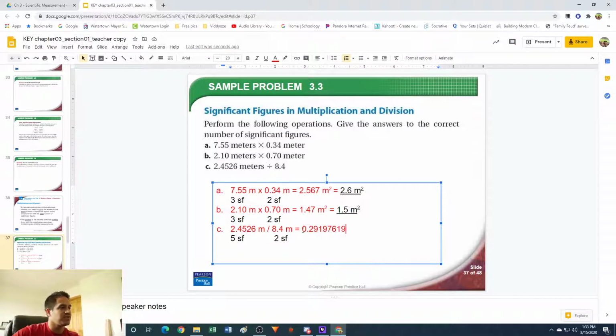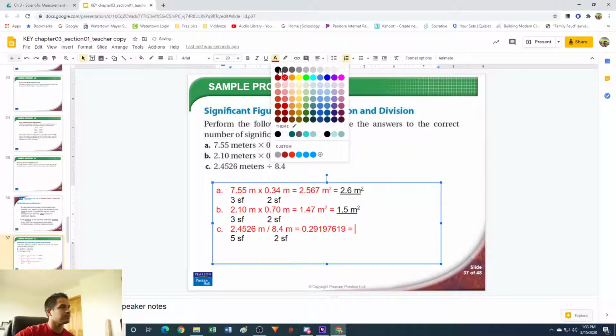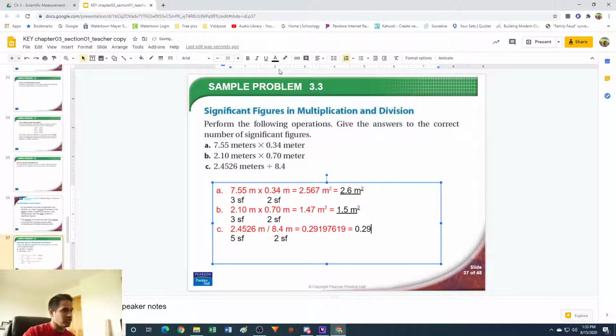So the first 2 sig figs are the 2 and the 9. Okay? Those are my first 2 sig figs. So I'm going to keep those. So it's going to be equal to 0.29. And then the 1, which comes after the 9, would keep the 9 a 9. So my final answer here is going to be 0.29.